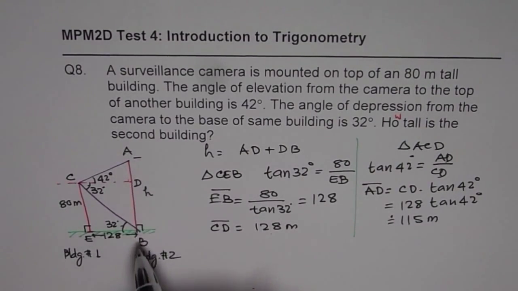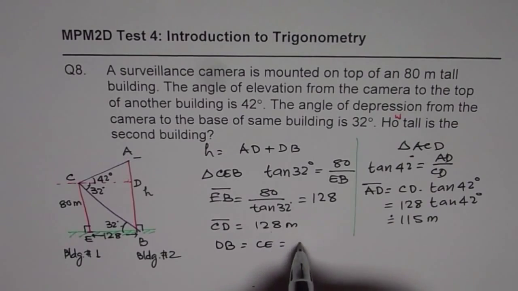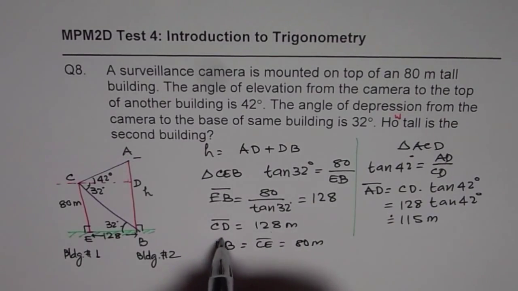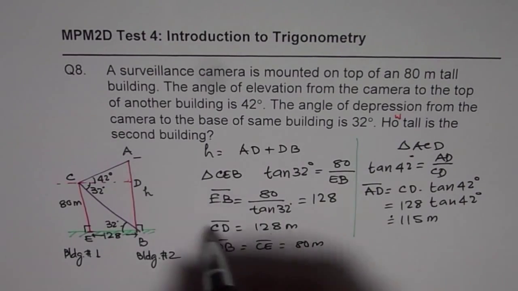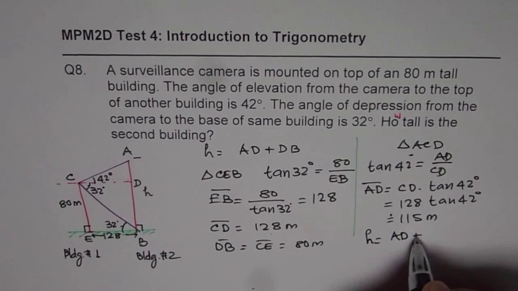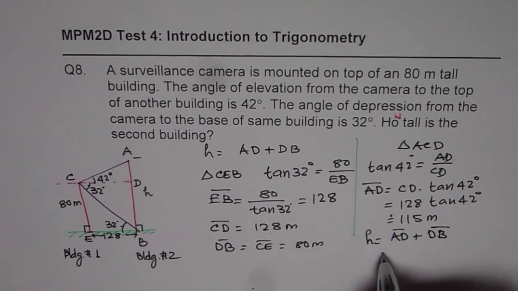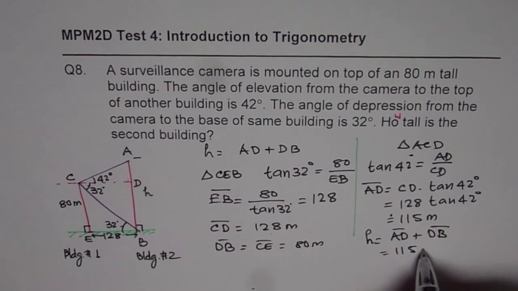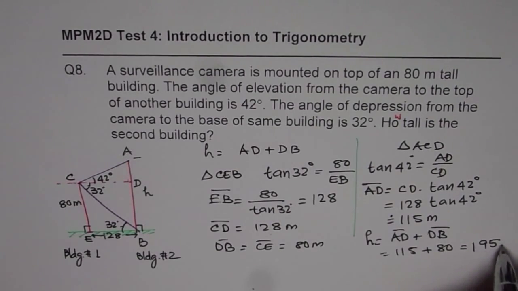Now we know what DB is. DB is equal to CE, which equals 80 meters, correct? So these lengths are known to us. Now we know AD also. Therefore, the height of the second building is AD plus DB, right? We can add these two, 115 plus 80 meters. You can use a calculator: 195 meters.